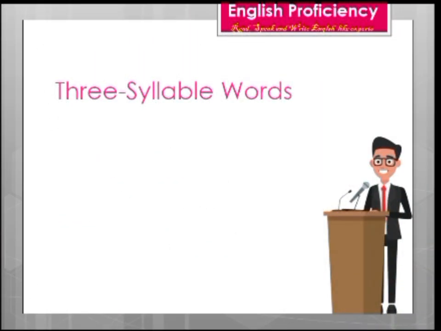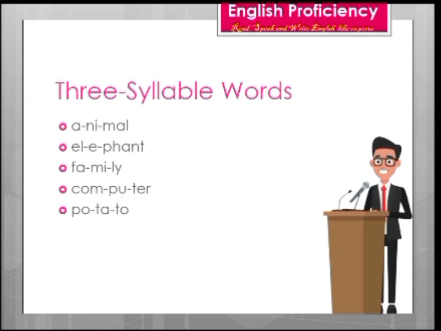Now we'll look at three syllable words like animal. Animal. Okay, good. Now the next, elephant. Family. Computer. Potato.